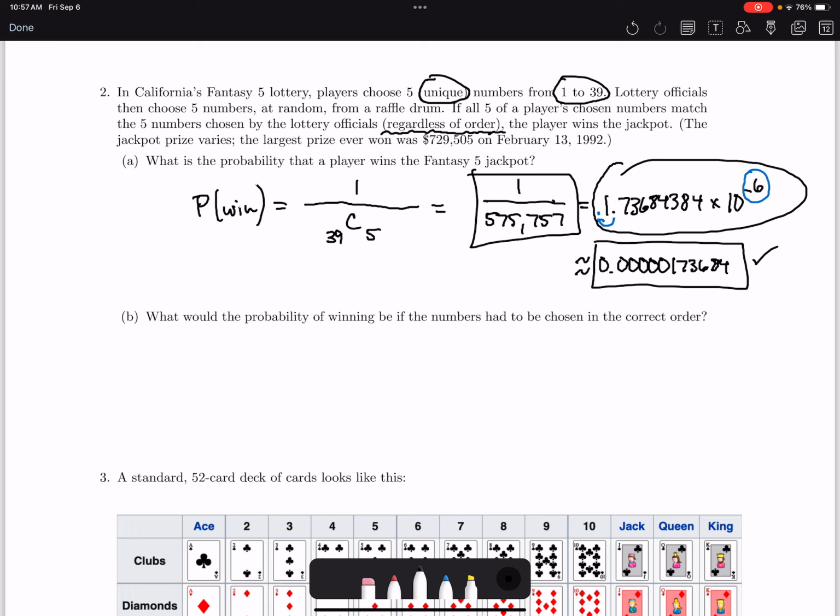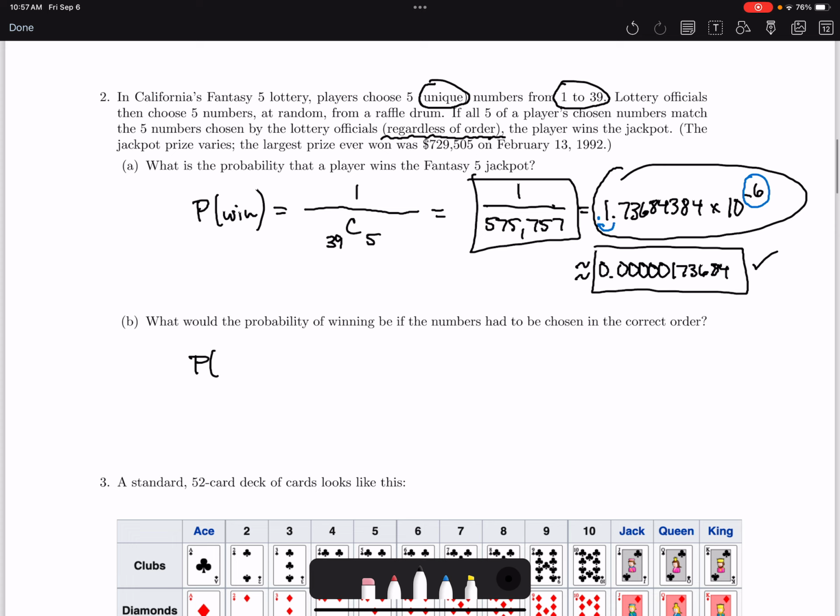Part B asks, what would the probability of winning be if the numbers had to be chosen in the correct order? So if the order did matter, then we would use a permutation, right? We would say the probability that you win that game is 1 over 39 permute 5. And this is going to be way worse. Let's see.